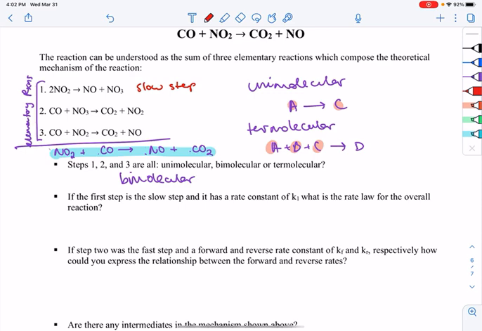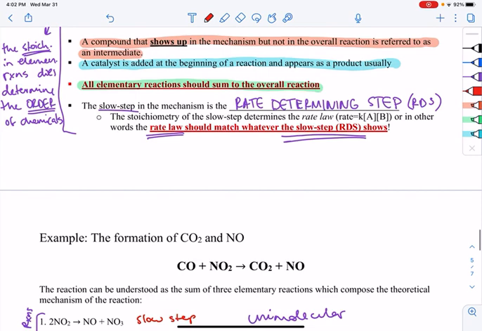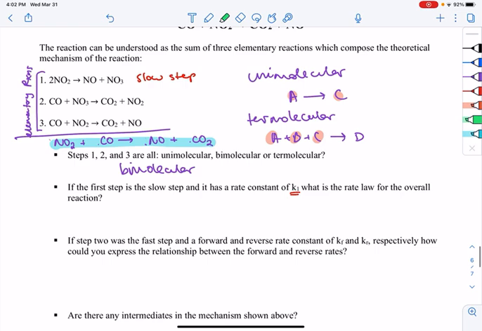so this is the slow step. You're being told it's the slow step. You often are told. And it has a rate constant of K1. What is the rate law for the overall reaction? Remember, the stoichiometry of the slow step determines the rate law. The stoichiometry of the slow step determines the rate law. So let's look at the stoichiometry of the slow step. It wants us to make a rate law. So we have rate equals K1.